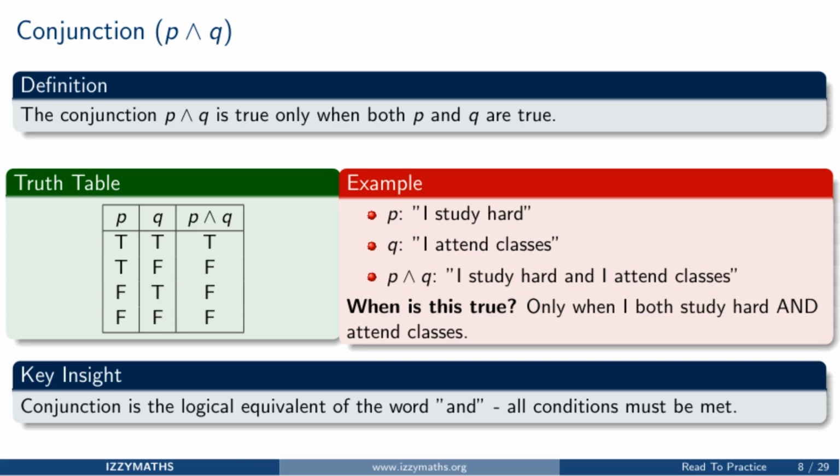Let's consider an example. Let P be I study hard and Q be I attend classes. Then P and Q means I study hard and I attend classes. When is this true? Only when I both study hard and attend classes. This is the key insight. Conjunction is the logical equivalent of the word and: all conditions must be met for the statement to be true.